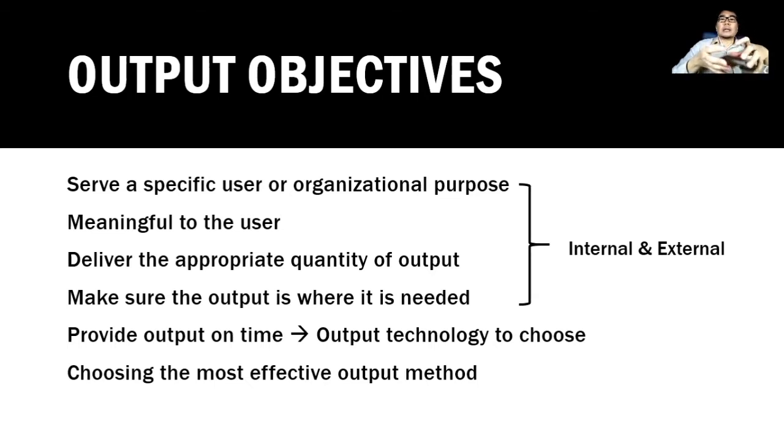The fifth one is to provide output on time. This should depend on the output technology that is being chosen. For example, if the system wanted to provide an online real-time output, this means that the technology that is chosen can also provide that online and real-time output. The last of the output design objectives is to choose the most effective output method. We can pick from several options.